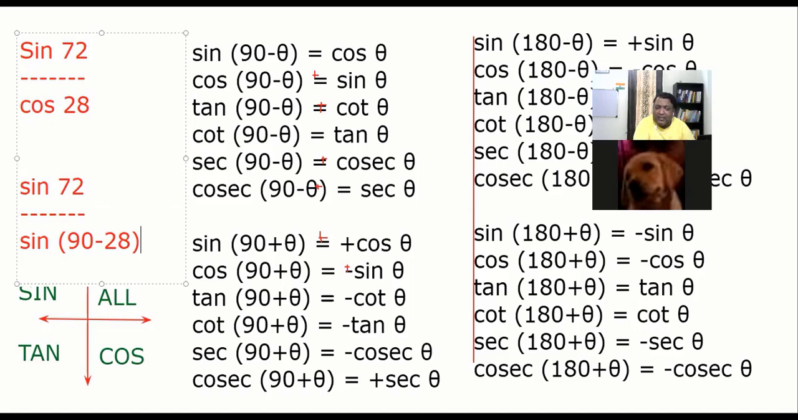Sine 90 minus theta is cos theta, so cos 28 you can write as sine of 90 minus 28, where theta is 28. What is 90 minus 28? 72. So sine 72 by sine 72 is 1. That is how useful it is.